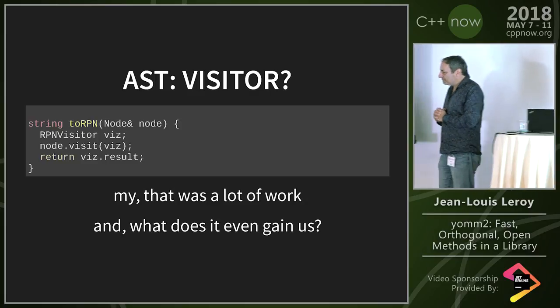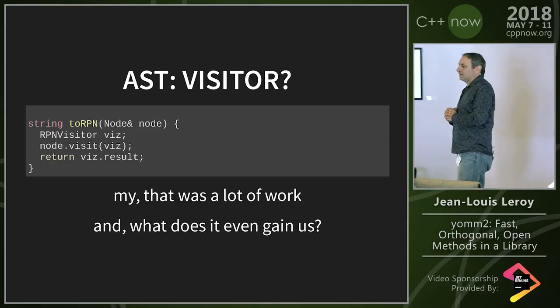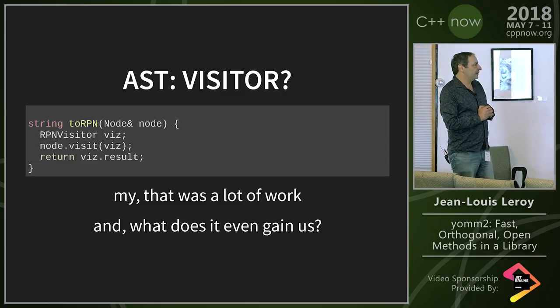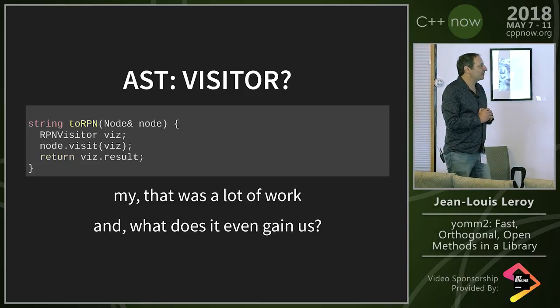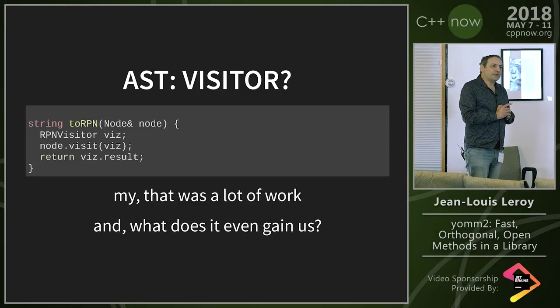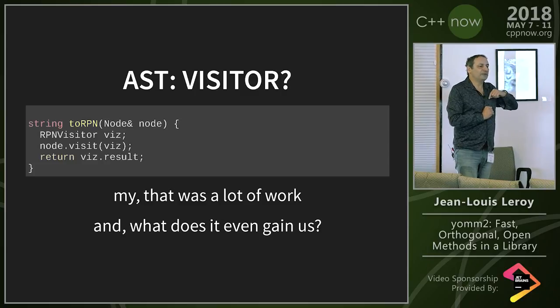Because now, the problem I had was that I wanted to add a new polymorphic behavior to the node hierarchy. Now I can do it. Now with the visitor, I can write to Lisp, to infix, and so on. But the problem comes back when I want to add a new node subclass. If I'm the author of the visitor, I must go back and change the visitor to add new cases. And if I am not the author of the visitor, well, I'm sort of screwed.